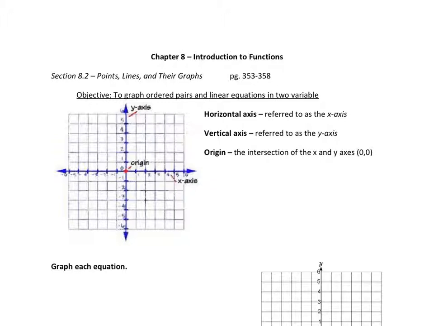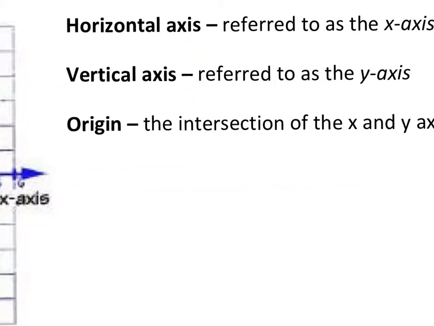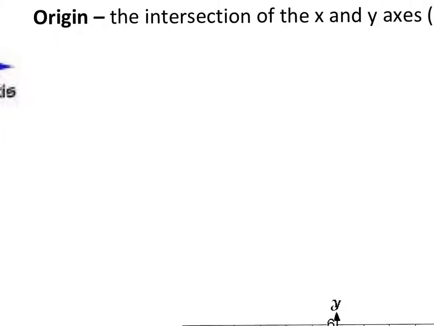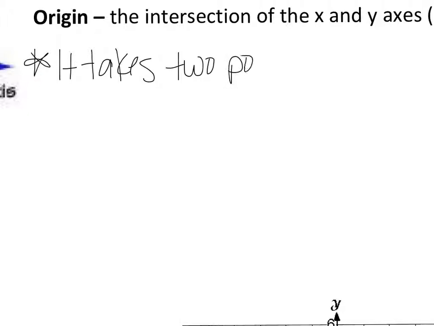Okay? So, like I said, we're going to start graphing lines today. Do you guys know how many points it takes to graph a line? 2. You can make a line out of 2 points. You have to have at least 2 points. So that's the first thing that we're going to write down. So underneath those words right there, we're just going to make a little note that says it takes 2 points to graph a line.